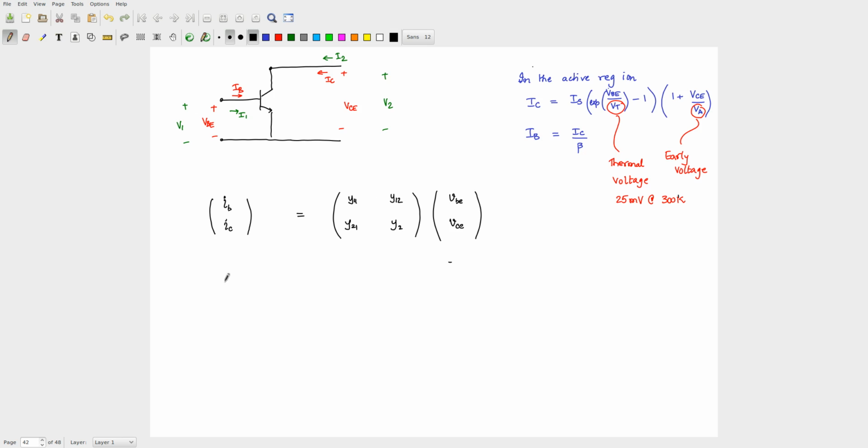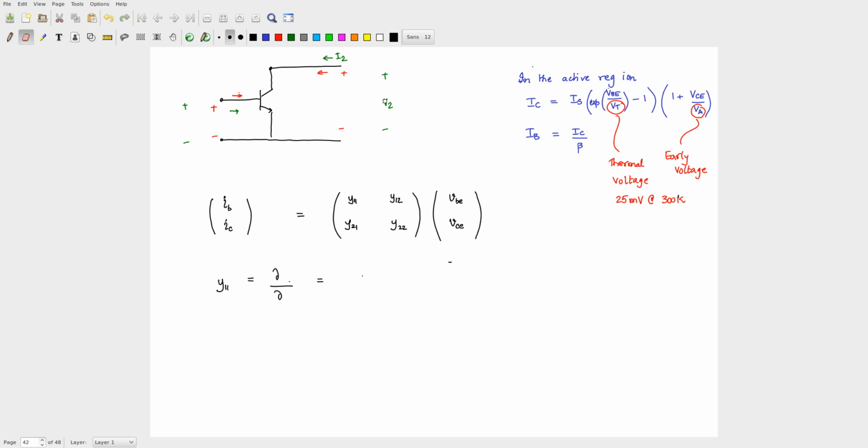So you will have Y11, Y12, Y21 and Y22. Can you quickly tell me what these parameters are? What is Y11? It will be dou I B by dou V BE. So what is that going to be? Quickly. Your IB is nothing but... okay. Now again, is this right? This is not right, right? Let me clean all this up and write it correctly, because people will get confused.